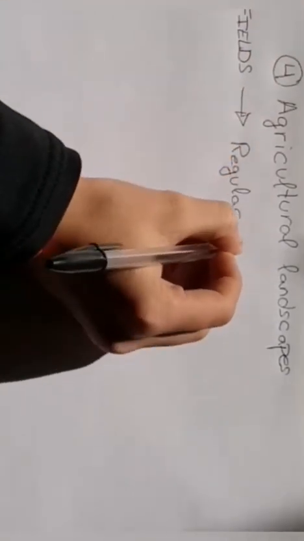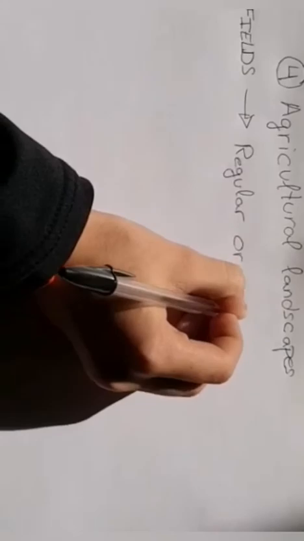4. Agricultural landscapes. Fields or plots of land. They can be regular or irregular, small, medium-sized or large. Other features: variety of crops or irrigation system.